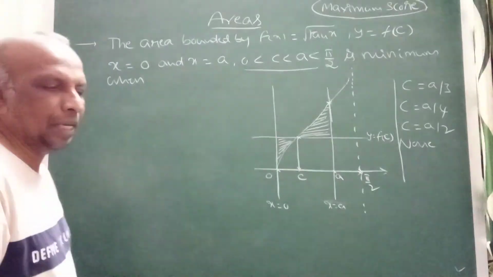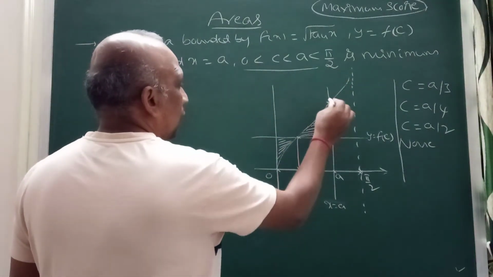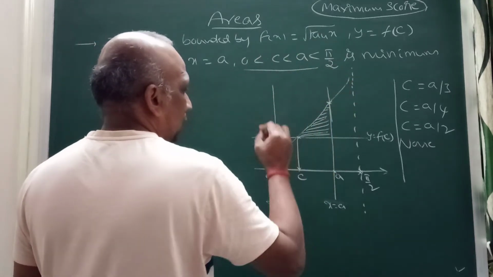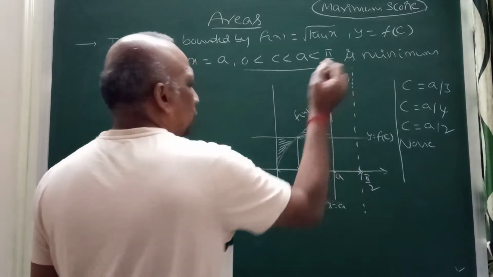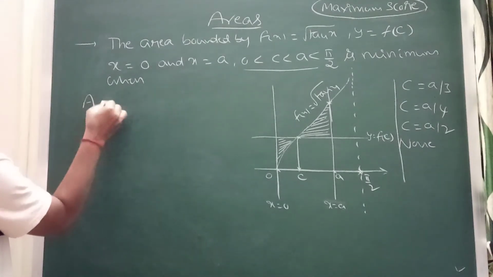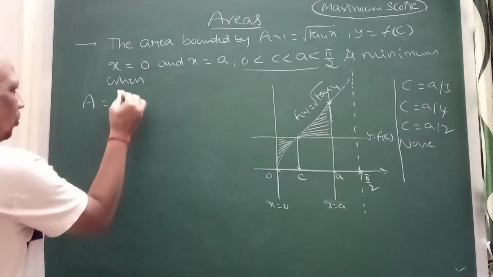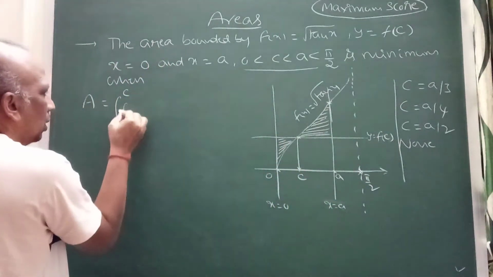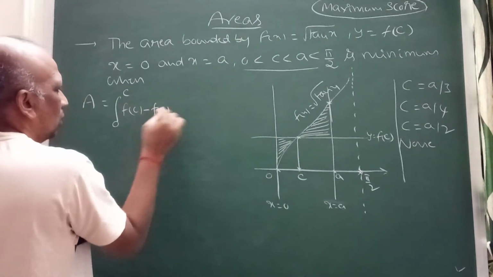Now you can check here. When they give the curve and the area, think about the required area. This is the line y equal to f of x, which is root tan x, and the line y equal to f of c. Let the required area be a. So I can write 0 to c. If we take 0 to c, f of c is upper, minus f of x lower, dx.